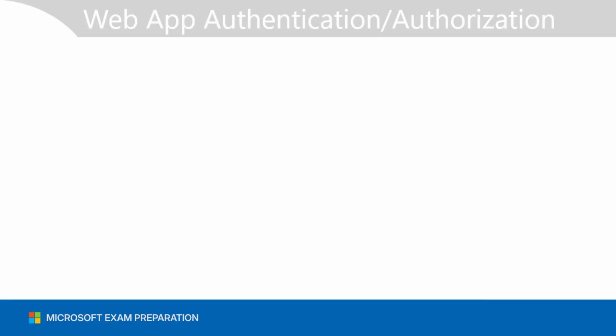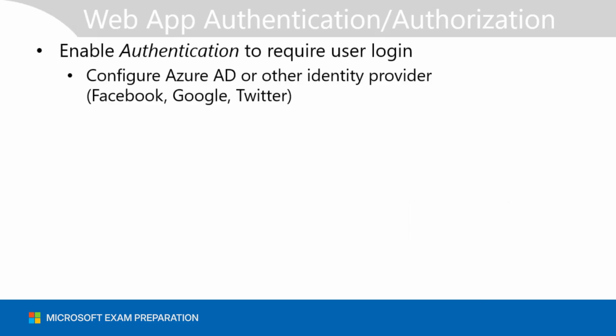There's a few other features I want to talk about for a web app. First would be authentication and authorization. You can enable what's called authentication for your web app in order to require users to log in to use it. Many times developers have done this in the code of the web app, and that's still appropriate in many cases. But it's very easy in Azure, in the portal itself, just to say, I want to use Azure AD or Facebook or Twitter or somebody else's identity database to authenticate my users.